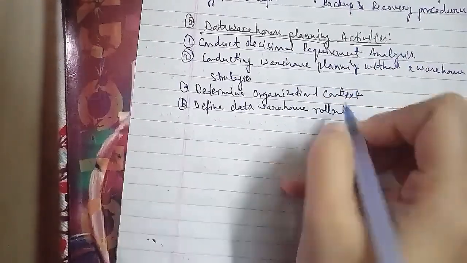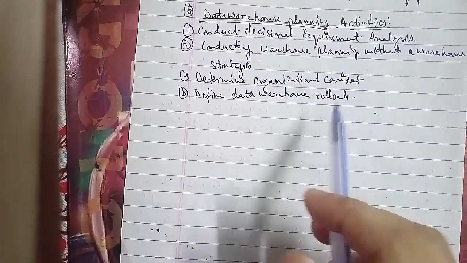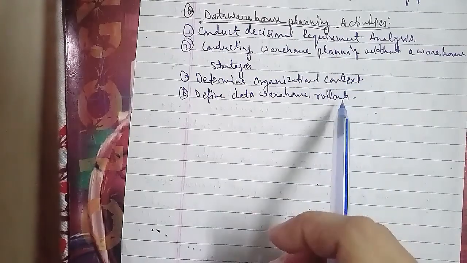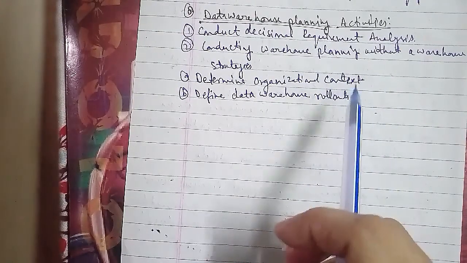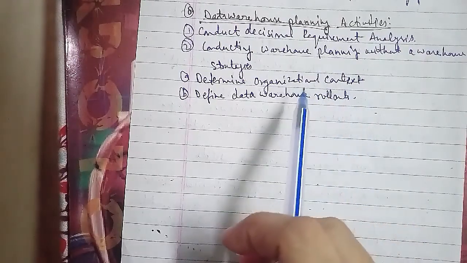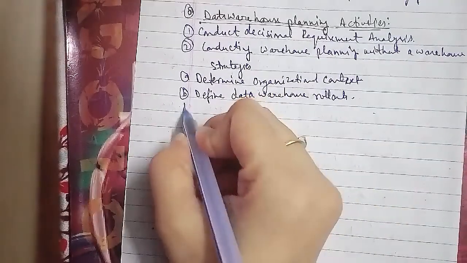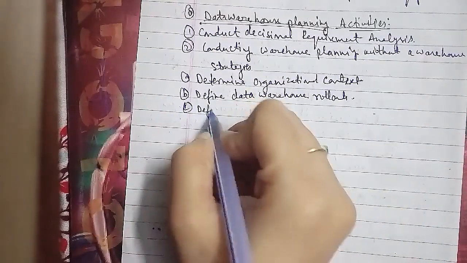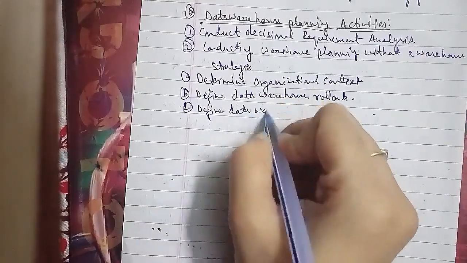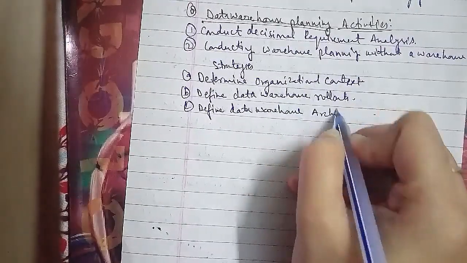Next, define the data warehouse architecture. Define the data warehouse architecture for the current rollout, and if possible for subsequent rollouts as well.